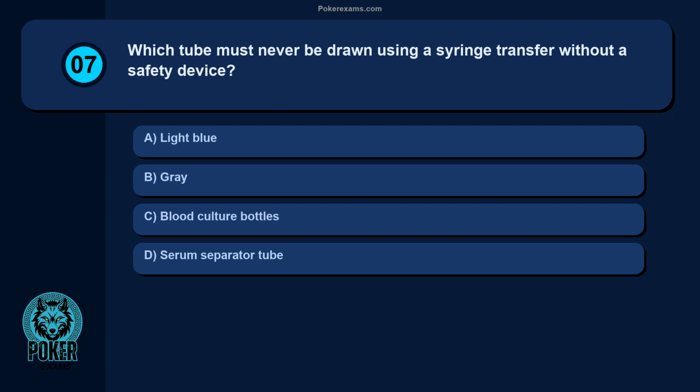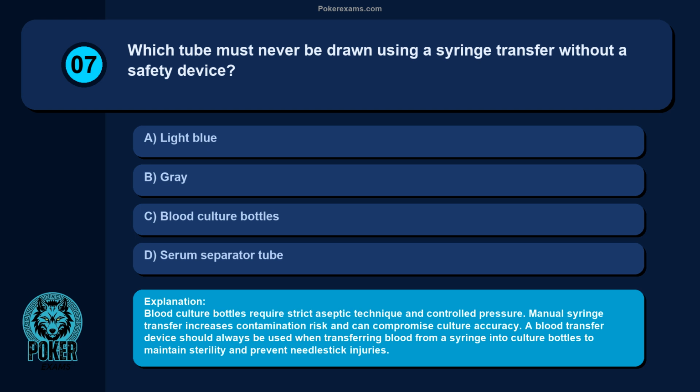Blood culture bottles require strict aseptic technique and controlled pressure. Manual syringe transfer increases contamination risk and can compromise culture accuracy. A blood transfer device should always be used when transferring blood from a syringe into culture bottles to maintain sterility and prevent needle stick injuries.